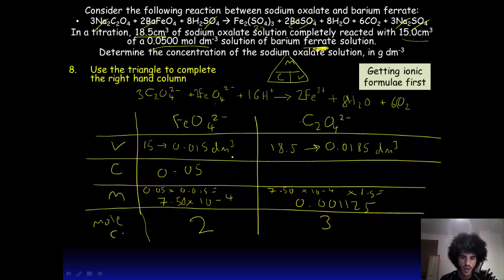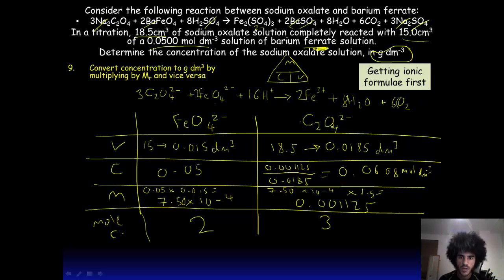Okay. Now I need to complete the right-hand column. I need to work out concentration, which is moles divided by volume. So it's going to be 0.001125 divided by 0.0185. So let's pump that into the calculator, and it gives me 0.0608, and it'll be moles per decimeter cubed. Now remember, the question's asking you in grams per decimeter cubed, so your final step is to multiply by the MR. Now the MR would be not just for this iron, but for this beast. Ignore the 3 when you're doing the MR, okay? Just for that. And I won't show that step, but I'll trust that you can do that on your own. But that's how you do it. Okay, so that's another example.